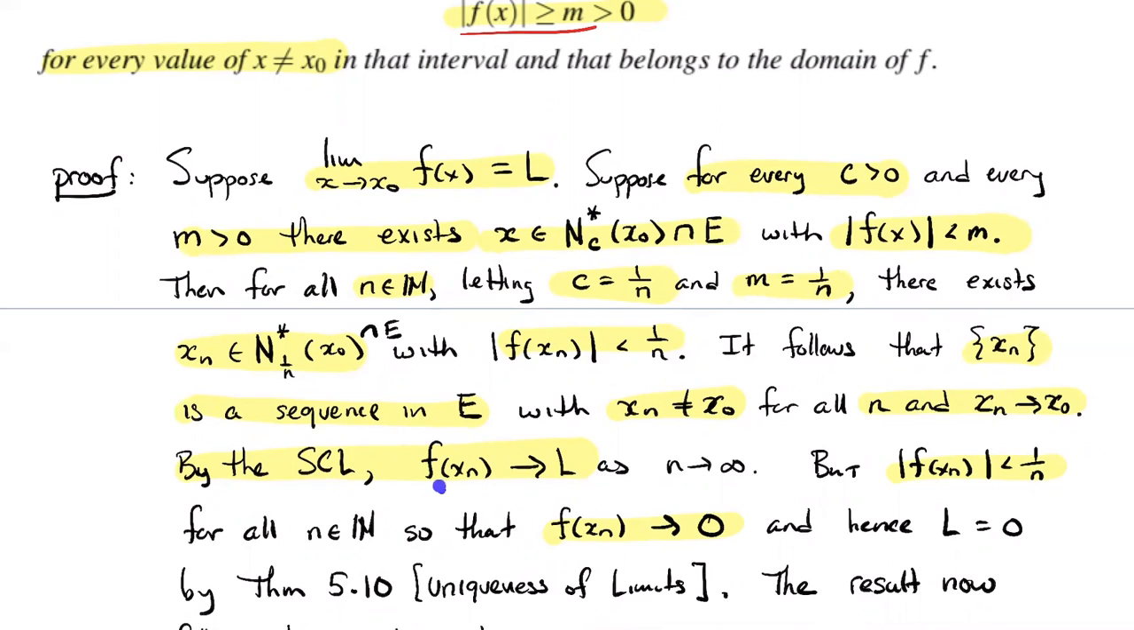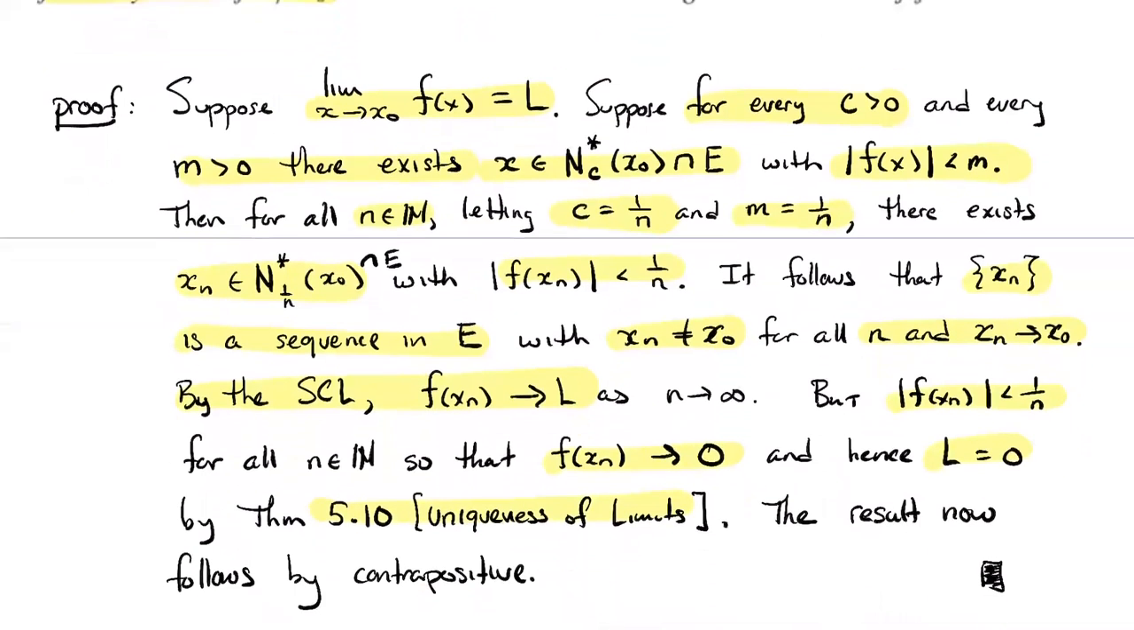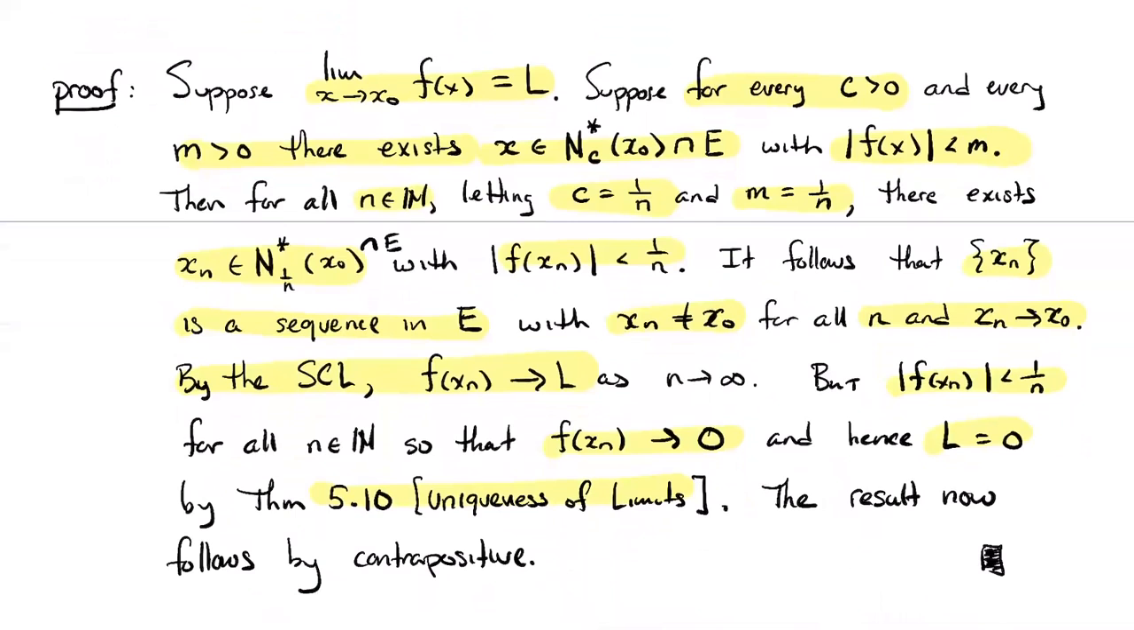So if I have a sequence f of xn converging to L and converging to 0, then L has to be 0, right? So that's by the theorem that we opened this lecture with. So the result now follows by contrapositive. If L isn't 0, then there must be some neighborhood around which f is bounded away from 0. Okay, cool. So I'll let you pause the video there and soak that in.